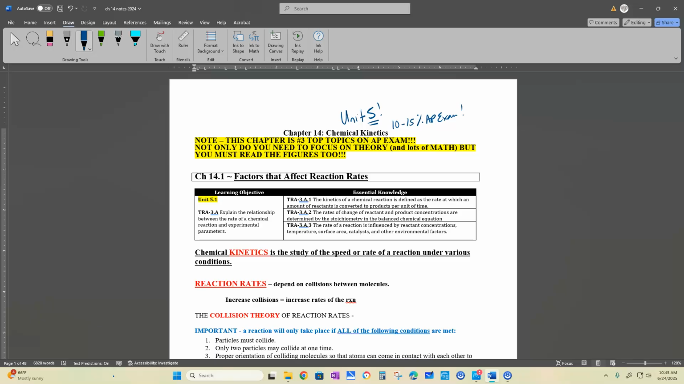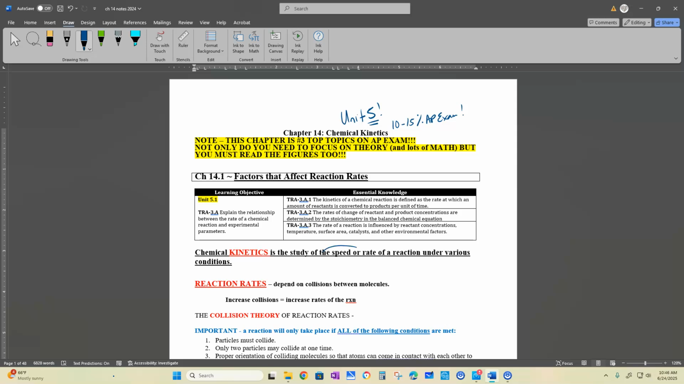Number 1, 14.1: what affects reaction rates? This is the Unit 5.1 learning objective. Take a minute to read all three. We're going to look at how reaction rates get affected four different ways. But take a minute, annotate, make some notes so you know what AP expects you to know.